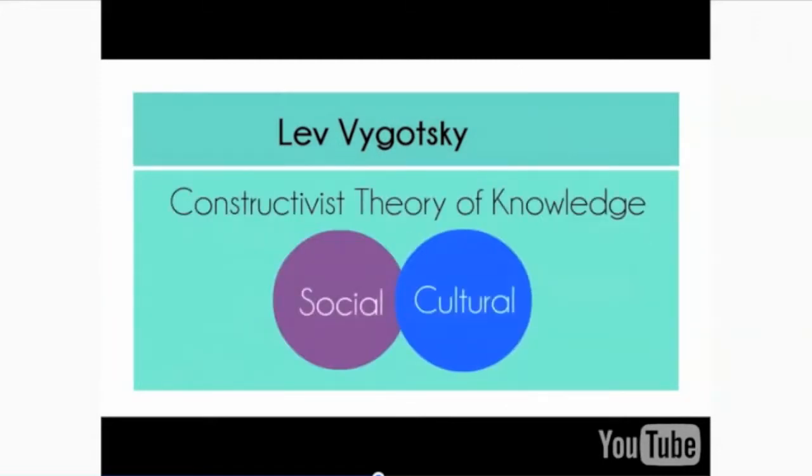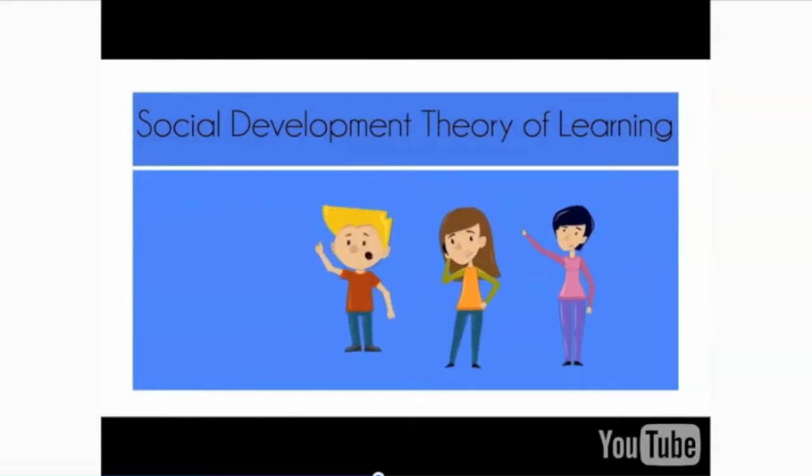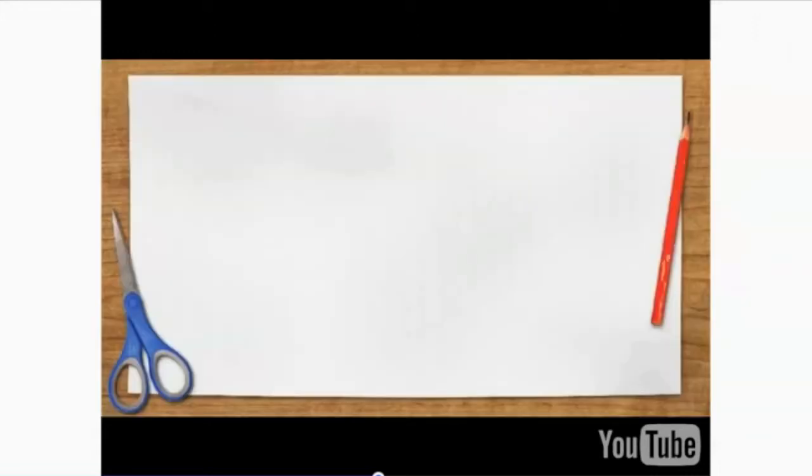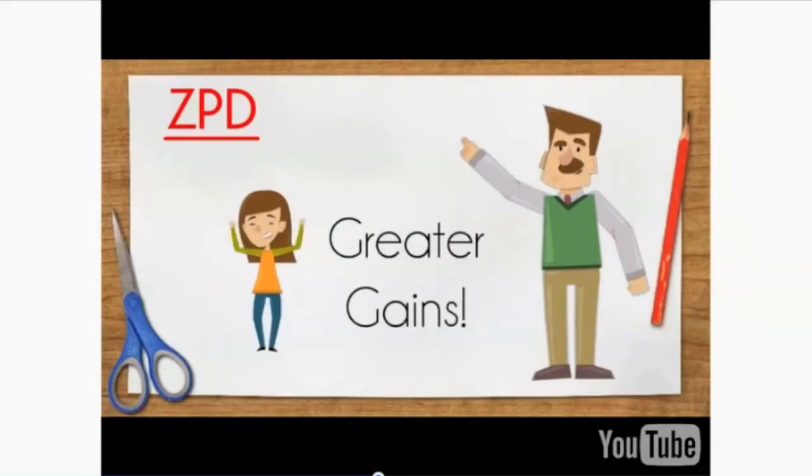Lev Vygotsky, a Russian psychologist, also put forward a constructivist theory of knowledge. However, the social context and cultural position of the learner plays a far more significant role in his work. To this end, Vygotsky is a social constructivist. Vygotsky is responsible for the development of the social development theory of learning, which emphasizes the importance of interaction on a socio-cultural level. For Vygotsky, interaction with other people, particularly adults, greatly impacted the learning of students. Vygotsky identified the zone of proximal development as a cognitive space within which learners will make greater gains with the assistance of a more skilled collaborator.